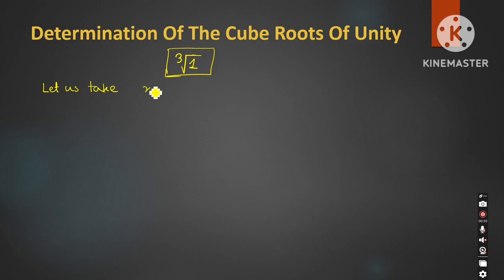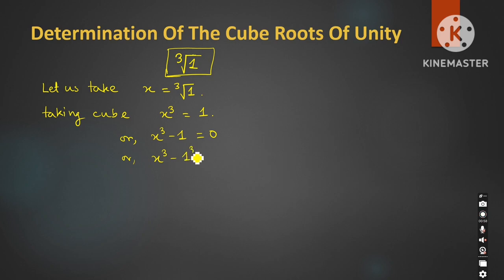To determine the value of the cube root of 1, let us take x equals the cube root of 1. Taking cube on both sides, we can write x cube equals 1, or x cube minus 1 equals 0. 1 can be written as 1 cube, and here we are going to apply the formula of a cube minus b cube, which gives (x minus 1)(x square plus x plus 1) equals 0.